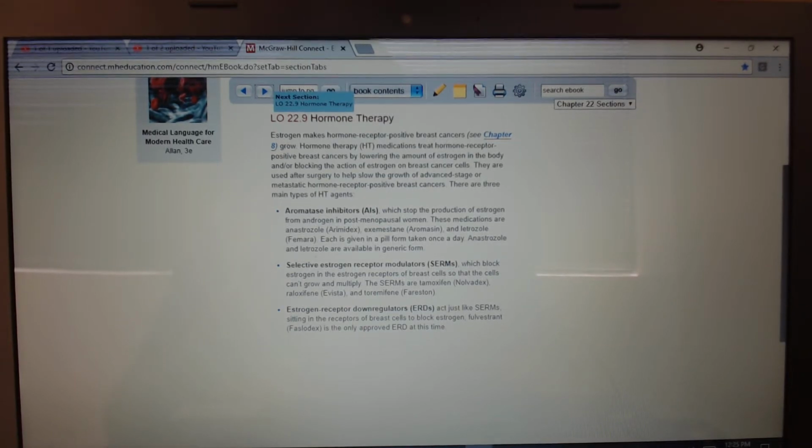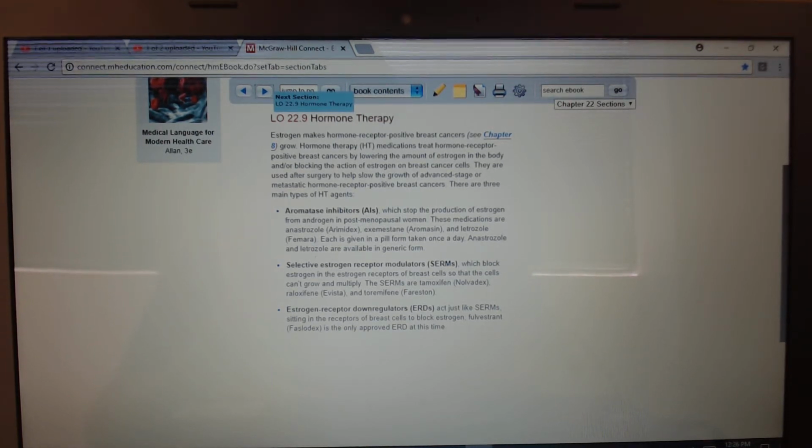Estrogen makes hormone receptor positive breast cancers grow. Hormone therapy medications treat hormone receptor positive breast cancers by lowering the amount of estrogen in the body and/or blocking the action of estrogen on breast cancer cells. They're used after surgery to help slow the growth of advanced stage or metastatic hormone receptor positive breast cancers. There are 3 main types of HT agents.